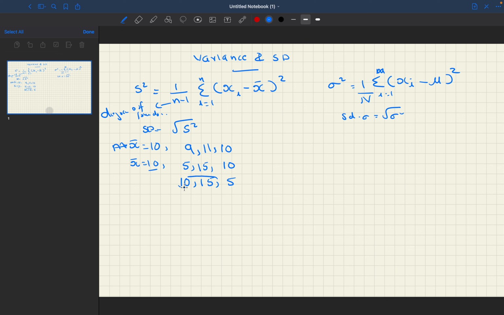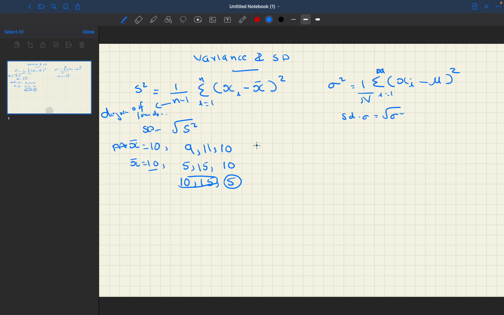So we can take any two values, but the third value we cannot change, right? If we fix the first two values, 10 and 15, then the third value must be 5. So that is what we call a degree of freedom.